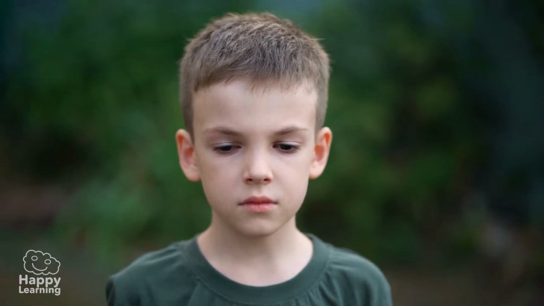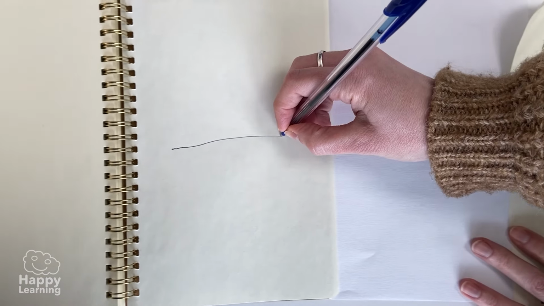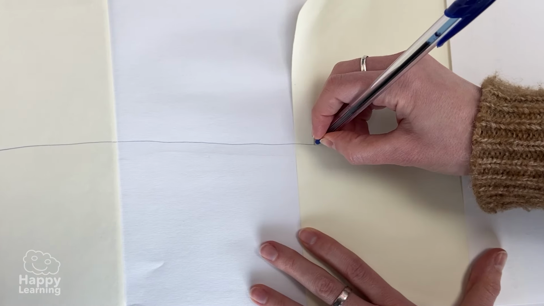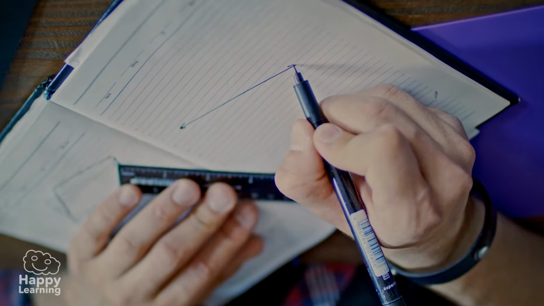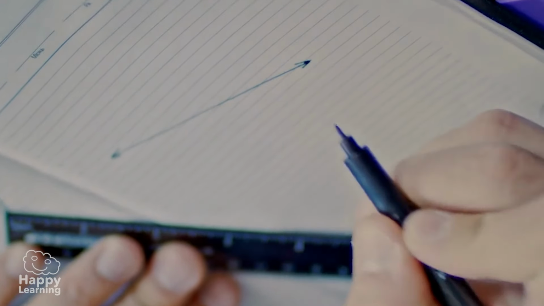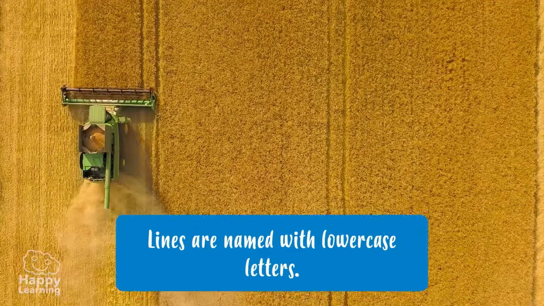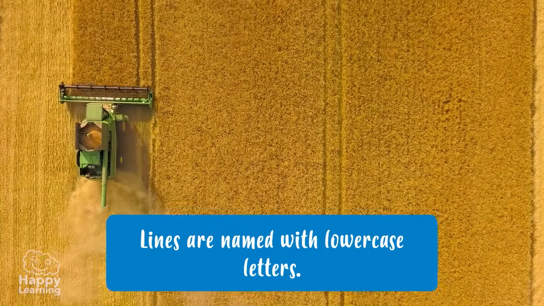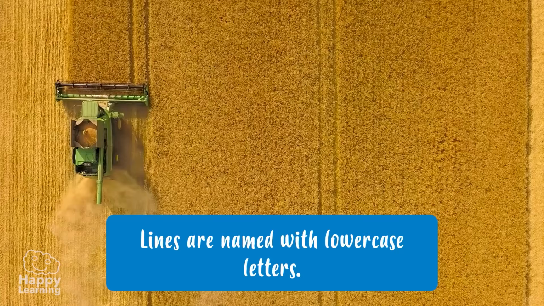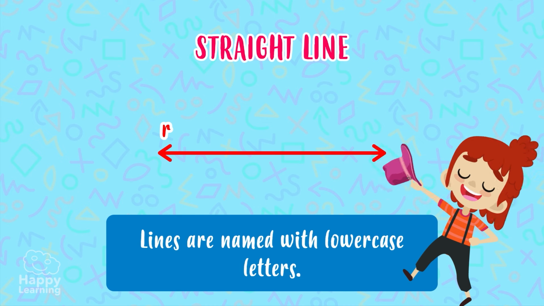Yes, I know it's hard to imagine. If you wanted to draw it as it is, it would take up all the pages of the notebooks in the world. So it's usually represented by a line with two little arrows on either end to imply that if you wanted to, you could go on and on. Lines are named with lowercase letters. I have called this line R because it is red. Hello, line R.